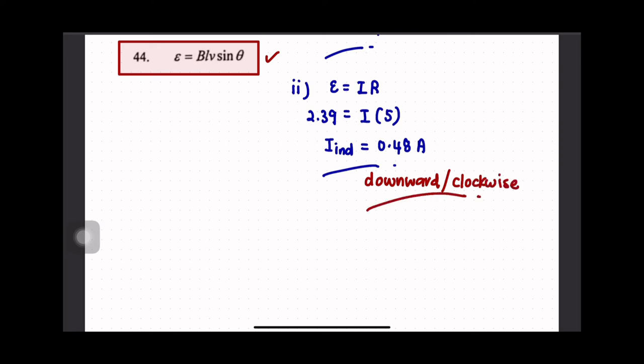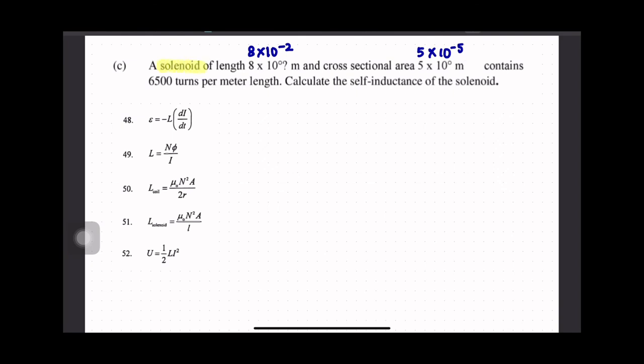Okay. Alright. Okay, we have a solenoid of length 8 times 10 to the power of negative 2 meter and cross-sectional area 5 times 10 to the power of negative 5 meter squared, contains 6,500 turns per meter length. Calculate the self-inductance of the solenoid. Okay, so awak boleh guna formula untuk solenoid lah. Formula 51. Okay, so macam mana kita nak cari?